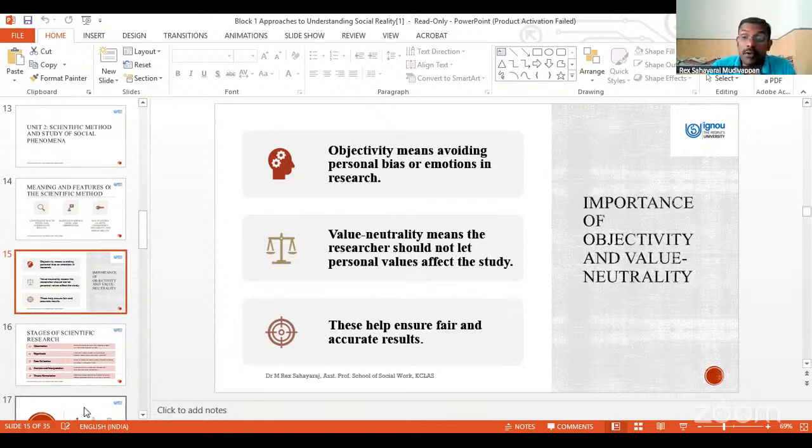If I want to study children who are victims of sexual abuse, I should not have the bias that their parents have not monitored the child well, or that the child may have some problem. I should not have the bias that the child's dress code may be the reason for the abuse. I should not have any bias, right?